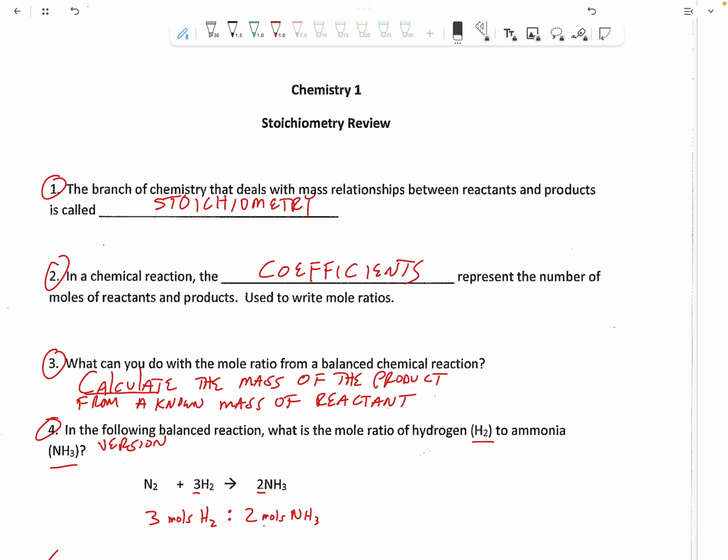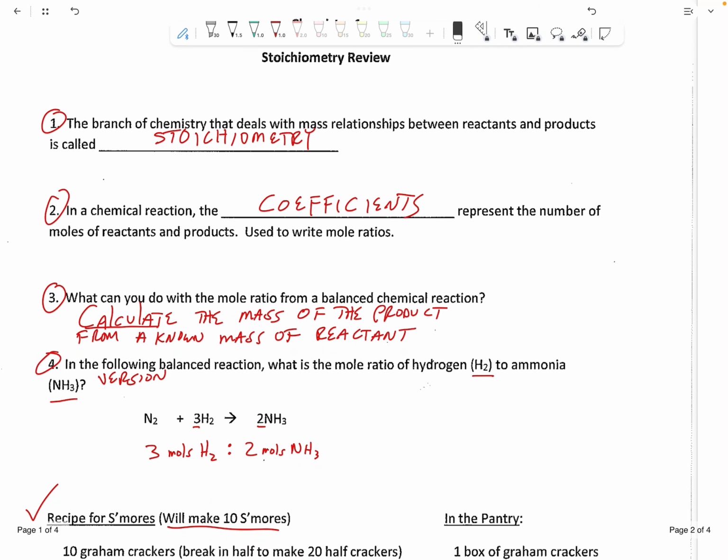If you take a look at this first one, the branch of chemistry that deals with mass relationships between reactants and products is called stoichiometry. That's what we're studying right now. In a chemical reaction, the coefficients represent the number of moles of reactants and products. They are used to write mole ratios. Number three, what can you do with the mole ratio from a balanced chemical equation? Well, you can calculate the mass of the product from a known mass of reactant.